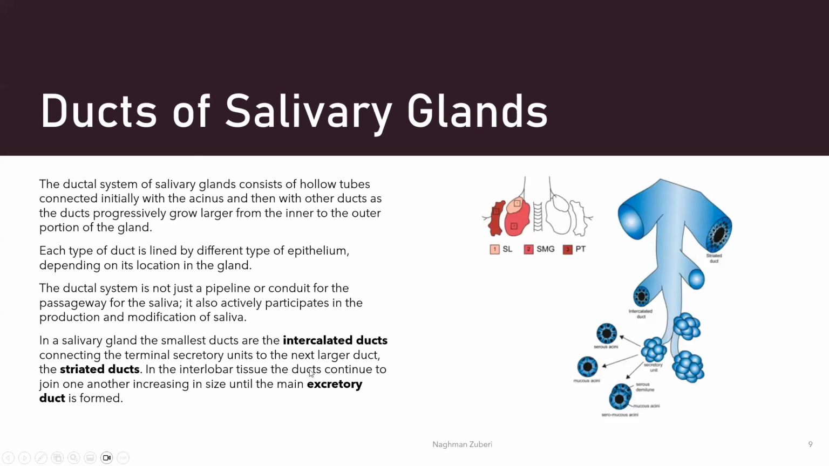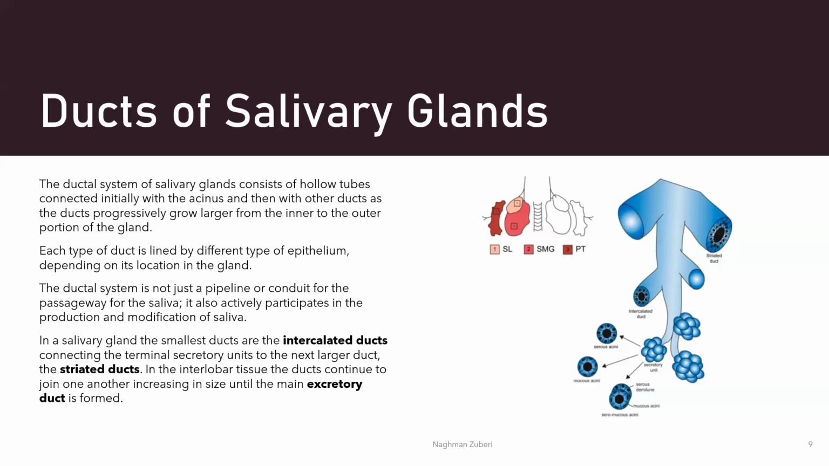They help salivary flow to overcome increase in peripheral resistance of the ducts. Ducts of the salivary glands. The ductal system of the salivary glands consists of hollow tubes connected initially with the acinus and then with other ducts as the ducts progressively grow larger from the inner to the outer portion of the gland. Each type of duct is lined by different types of epithelium depending on its location in the gland. The ductal system is not just a pipeline or conduit for the passageway of the saliva, it also actively participates in the production and modification of saliva.